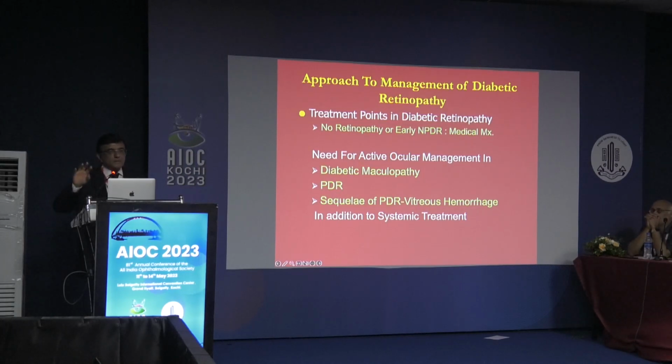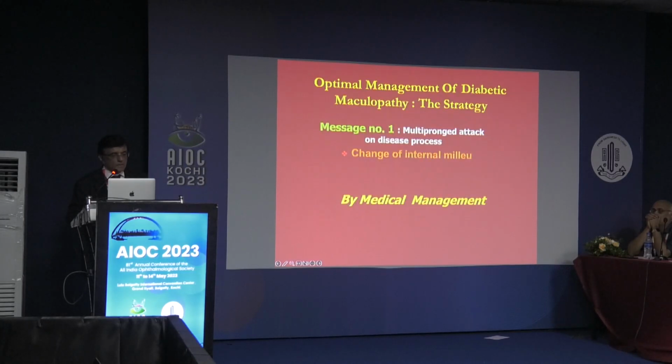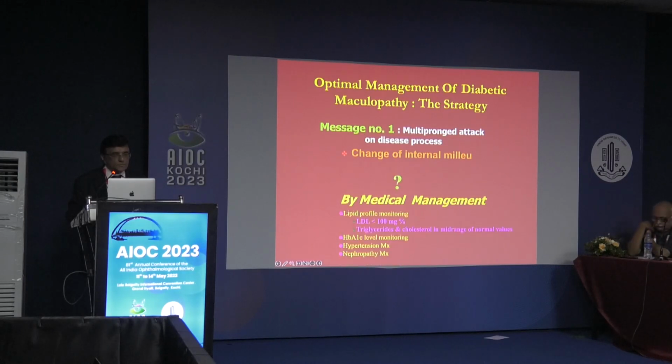All these patients must be controlled metabolically well. We must give anti-VEGF injections and we must treat them surgically wherever required. So message number one is it should be a multi-pronged attack. We must change the internal milieu of the patient. That means we must control them by good metabolic control, a good lipid control. And so this means you have to have target values.